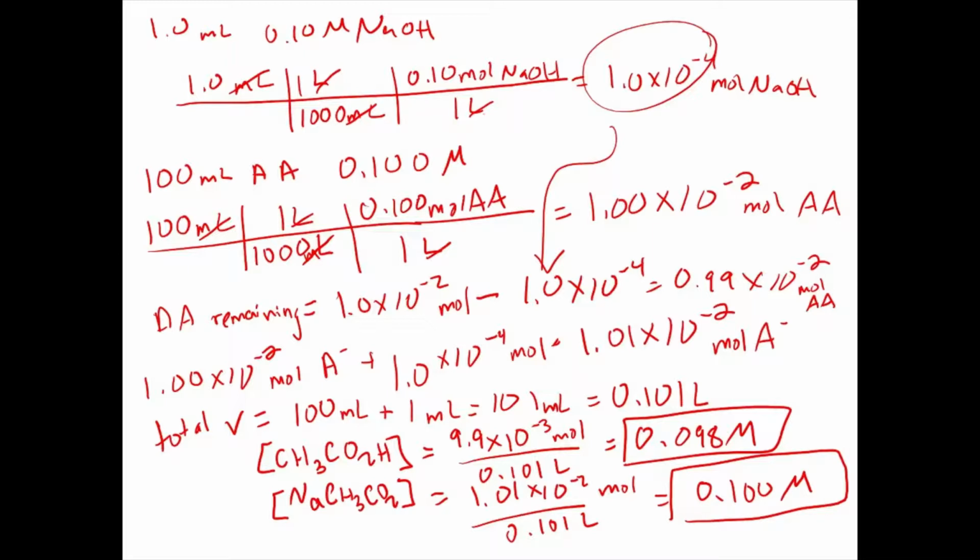So if you want, you can go ahead and calculate your pH doing similar calculations with these concentrations, and you would end up getting that the pH is 4.75, which doesn't vary that much from what we started with. So we started with 4.74.